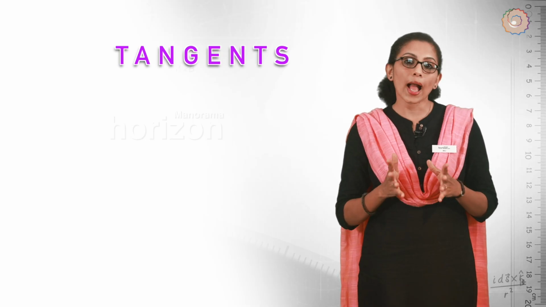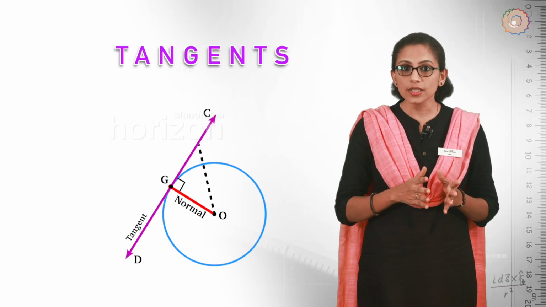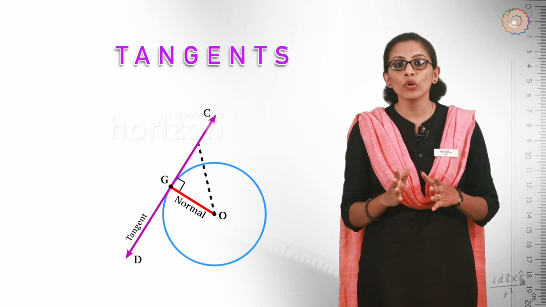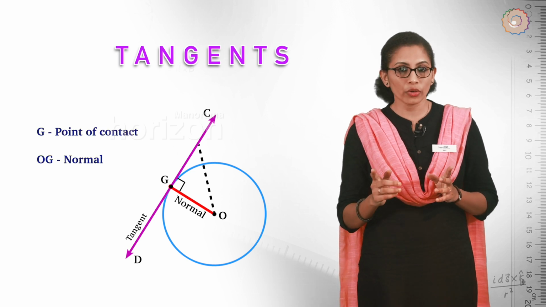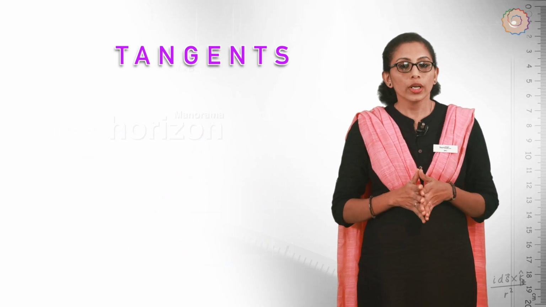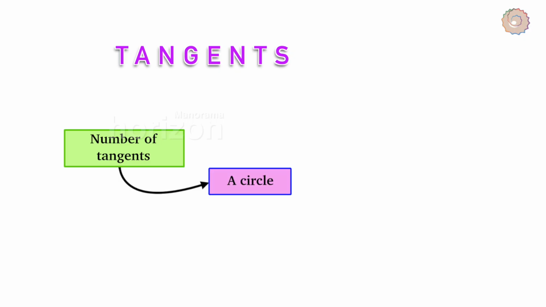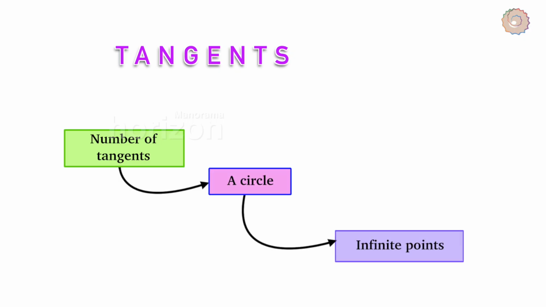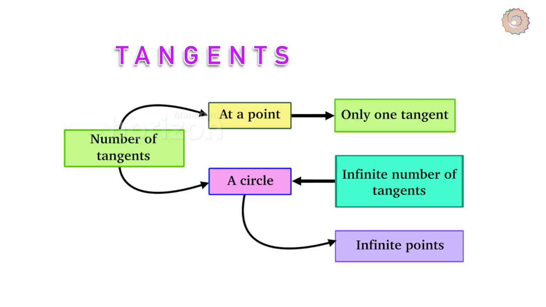Next, we will discuss another term, that is the normal to the circle. The line containing the radius through the point of contact is called the normal to the circle at that point. In the figure, G is the point of contact and OG makes the normal. Now, another question arises: how many tangents can a circle have? As we all know, there are an infinite number of points on a circle and at every point there can be only one tangent. Hence, there are an infinite number of tangents to a circle.